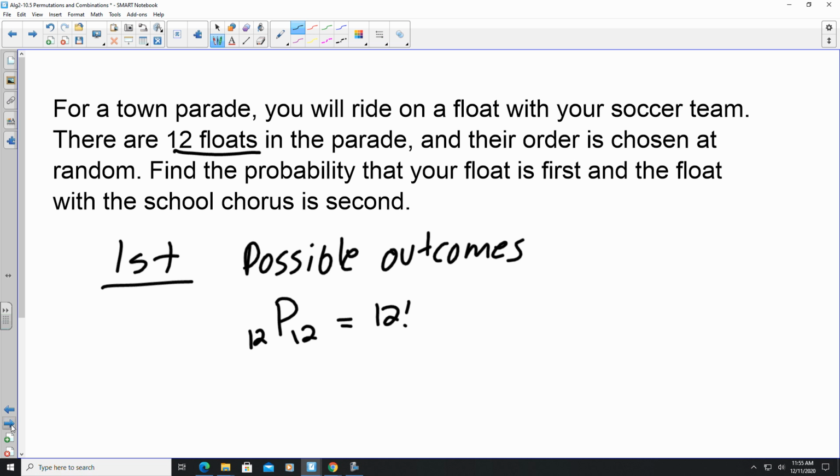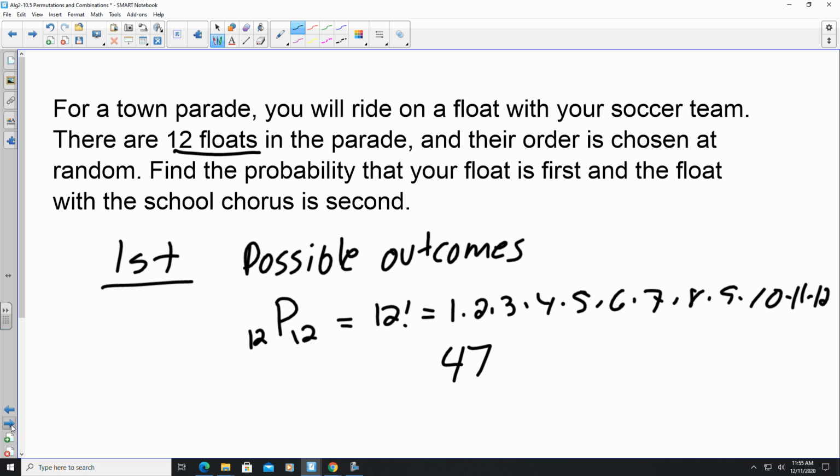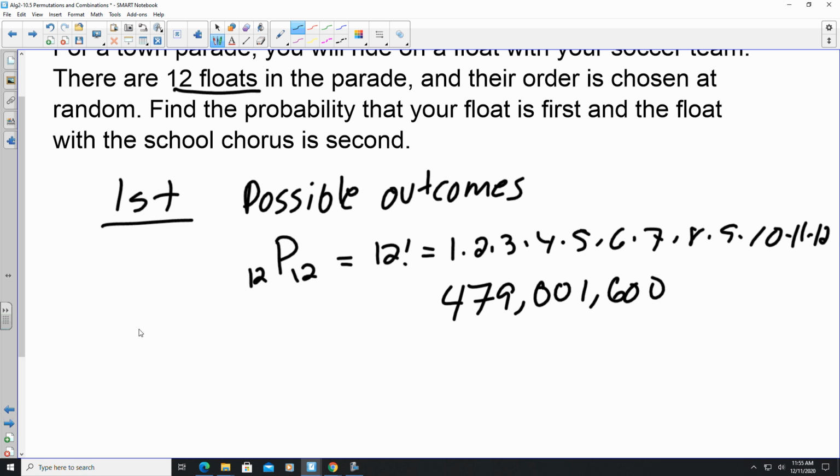So 12 factorial is 1 times 2 times 3 times 4 times 5 times 6 times 7 times 8 times 9 times 10 times 11 times 12. Multiply all those together, I get 479,001,600. So there's that many different possible outcomes for 12 floats. The second step is we need to figure out the favorable outcomes.